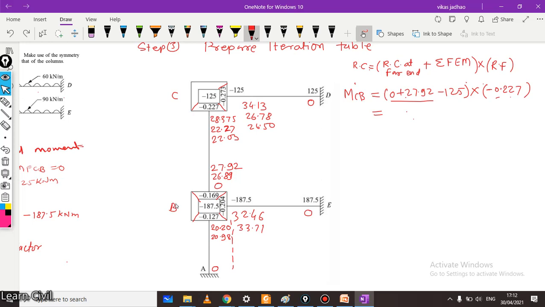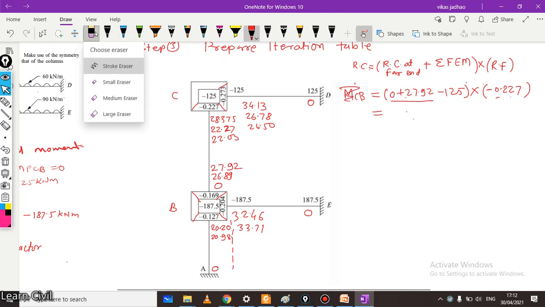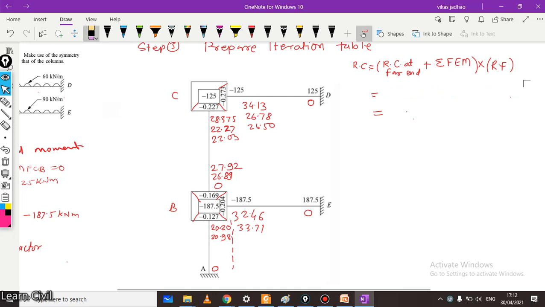Similarly, now go to this joint B. At this joint B, first find out the rotation contribution for BC. Now we have to find out the rotation contribution for BC.